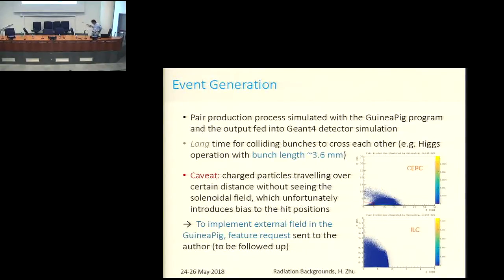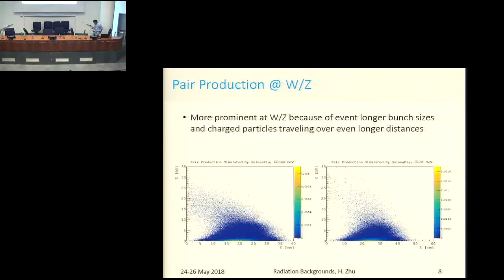So we sent this request to the author of the guinea pig to try to convince them to implement the external field so that we can simulate the background better. Actually, this morning I had a quite good discussion with Daniel Schulte, so probably we should see this implementation pretty soon. I should also mention this issue becomes even more prominent at W and Z operations because the bunch lengths are even longer, so you're going to see even more particles spreading over the RZ plane.